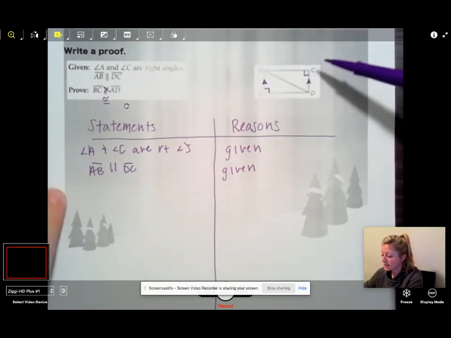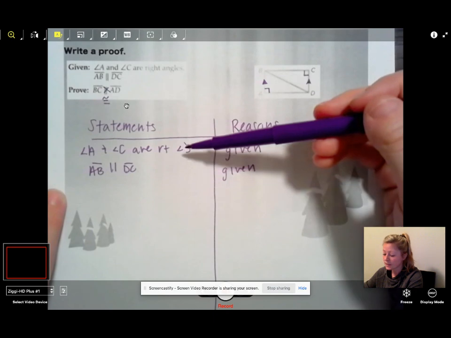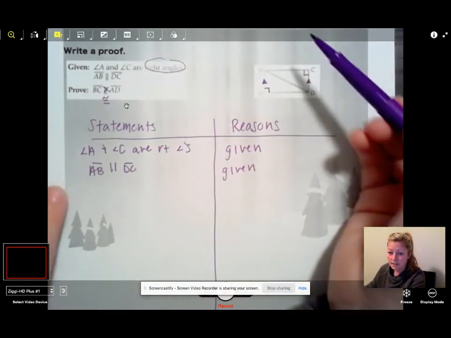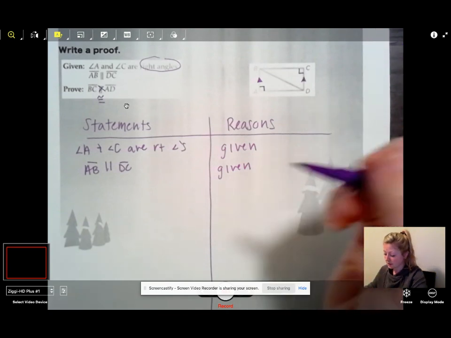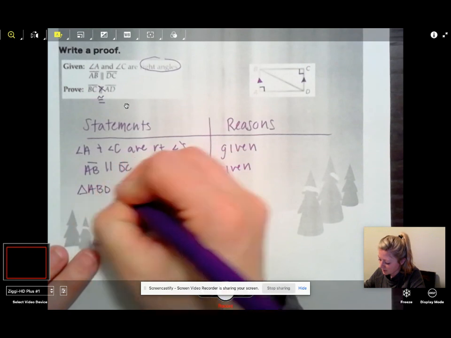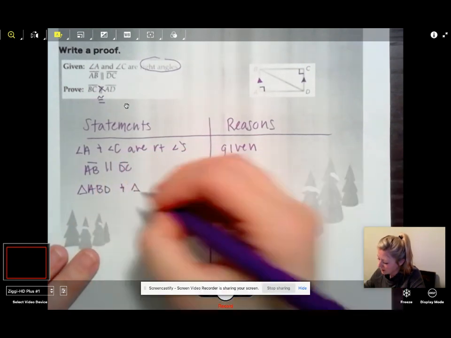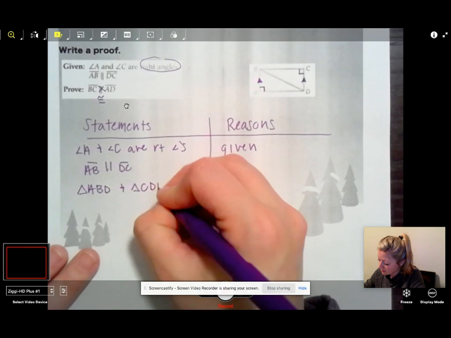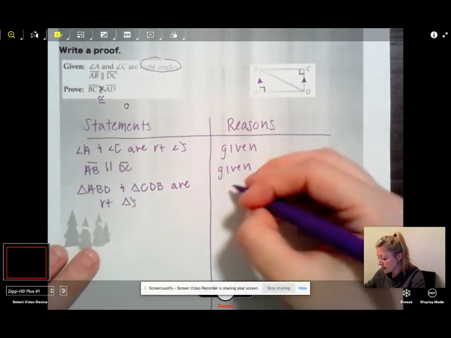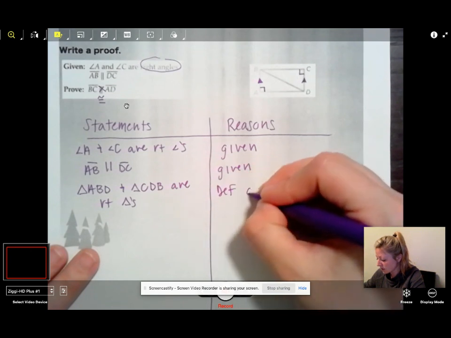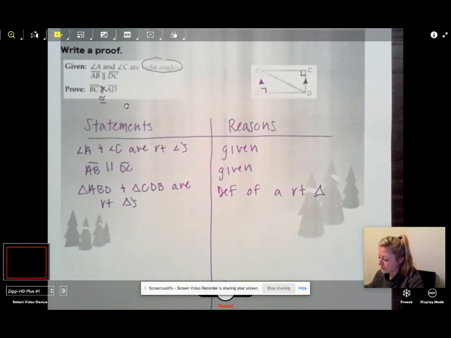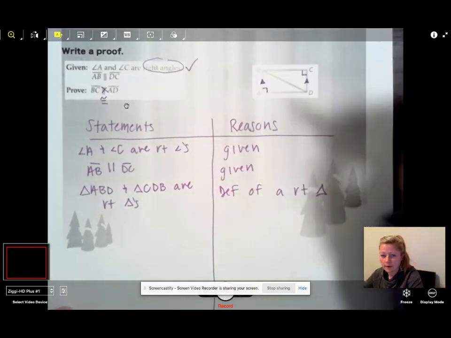So again, if A and C are right angles, that's always basically telling you that you have right triangles. So whenever you're given right angles, it wants you to make that leap of knowing that they're right triangles. So now we can say triangle ABD and triangle CDB are right triangles. Why? They have right angles, so that's by definition of a right triangle. Okay, so we used up that given.